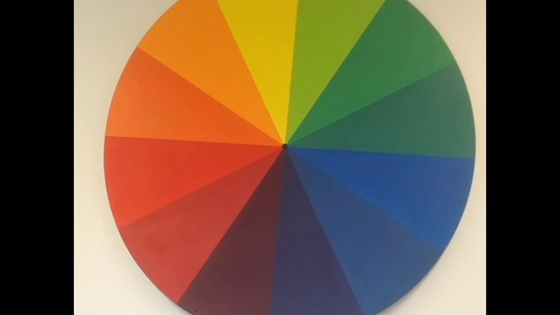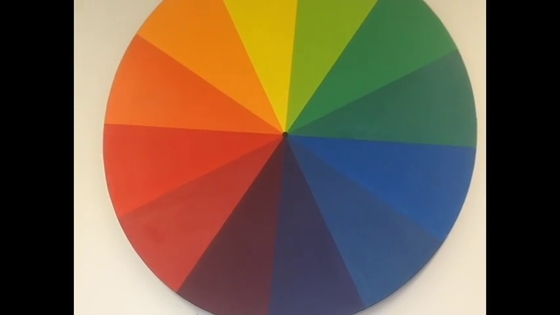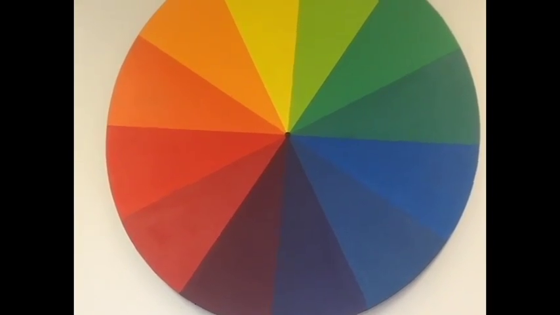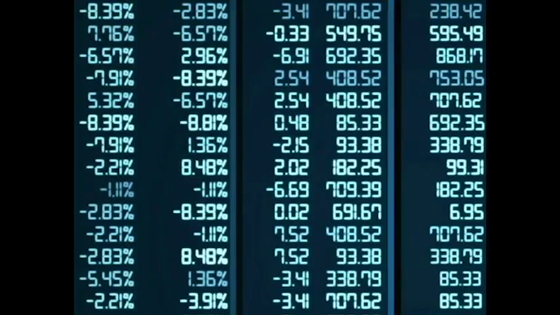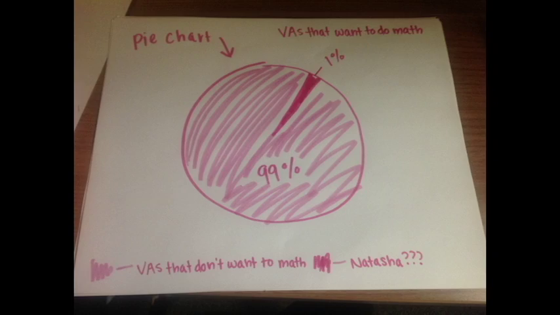Now you have to learn about pie charts. Pie charts are circles that are divided into sections to represent categories. A lot of times people generate pie charts in computers. But sometimes you can just draw them like this.